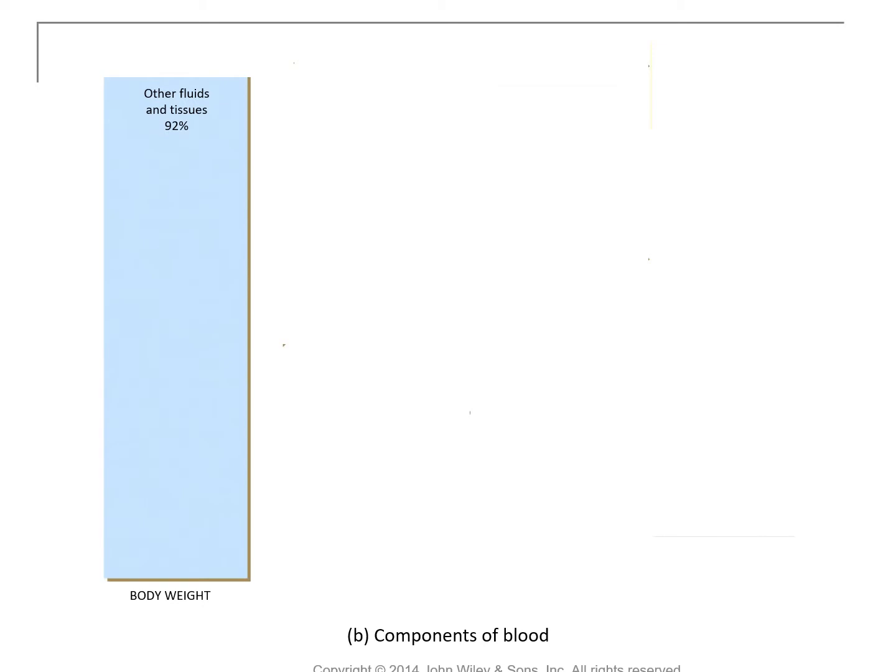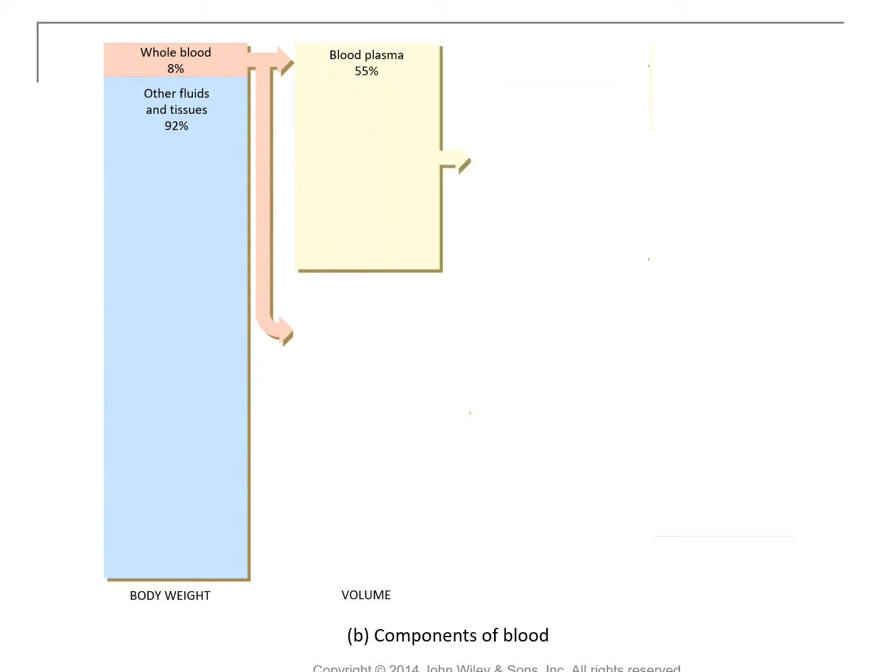Now, if we take a closer look at the components of blood, we're going to see a number of different things. First of all, when we're talking about the overall body weight of fluids, other fluids and tissues are about 92% of the body weight, and about 8% of body weight is whole blood. Now, in terms of the volume of whole blood, what's in here? Well, about 55% of it, as I said, is blood plasma.